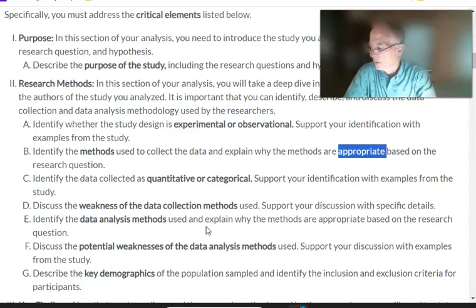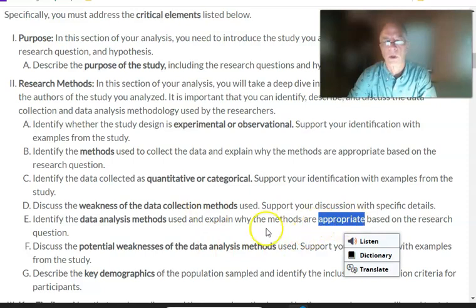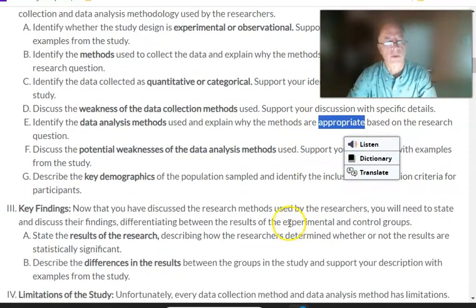Survey is not analysis. Measuring blood pressure is not analysis. Those are data collection methods. Calculating averages of the blood pressure, that is an example of analysis. And here again, we see, are the methods appropriate? Be sure to address that.